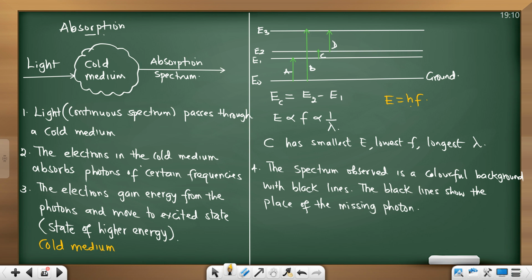Cold medium increases in energy or temperature. Why? It has absorbed.